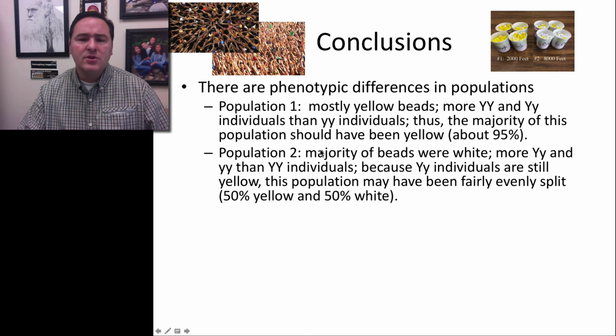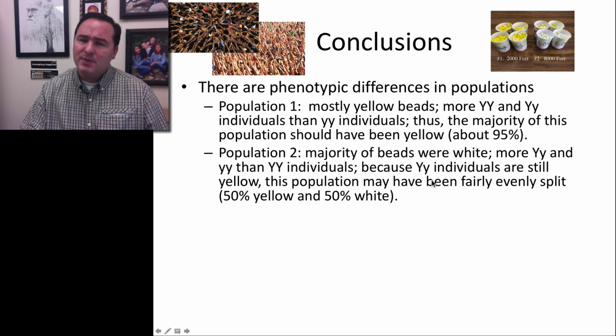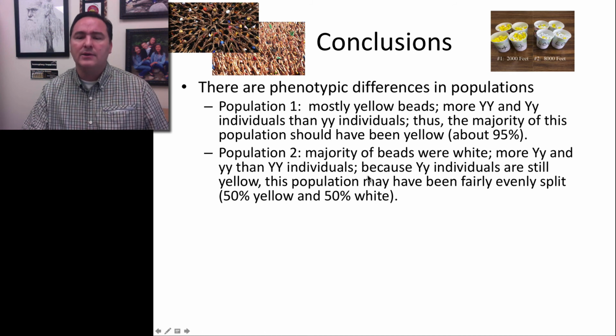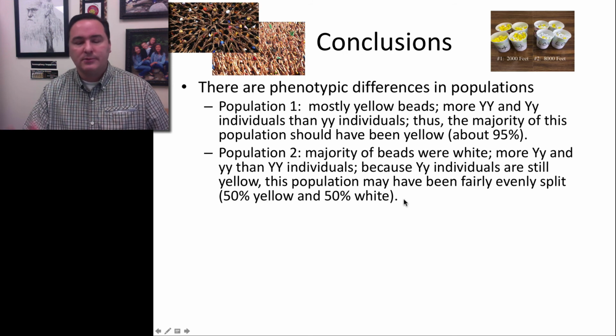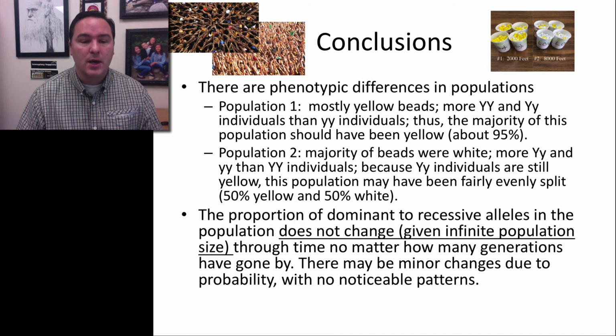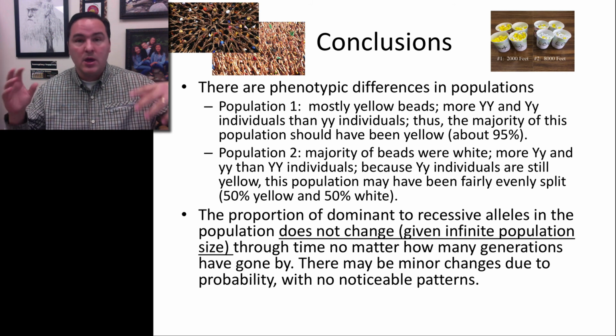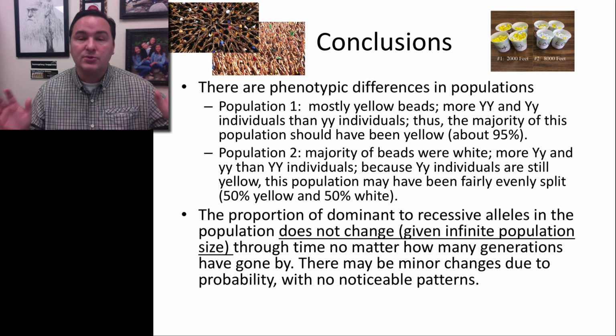In population 2, the majority of the beads were white. So therefore we had more big Y little y, and more little y little y than we did of the big Y big Y individuals. Now, because big Y little y are yellow, we still are getting quite a few yellows, but we also have had a lot of the little y, and so the population was about half yellow, half white, but a lot more white than population 1. And that was going to perpetuate through time, given that nothing else changed with these populations.